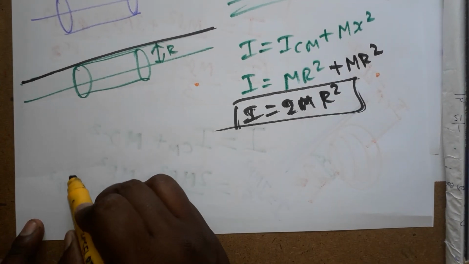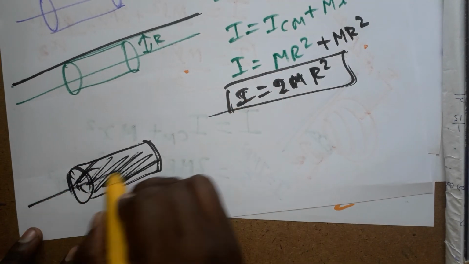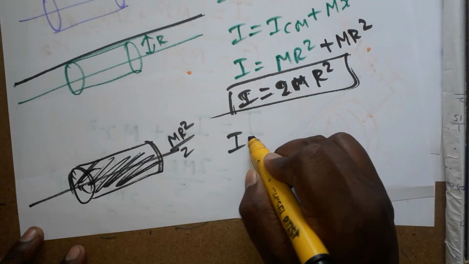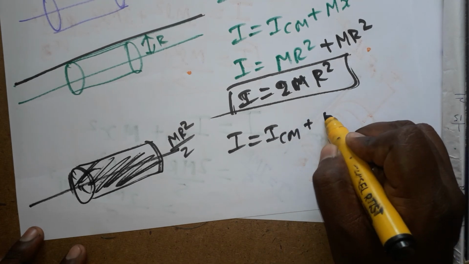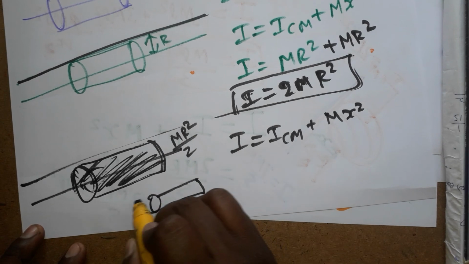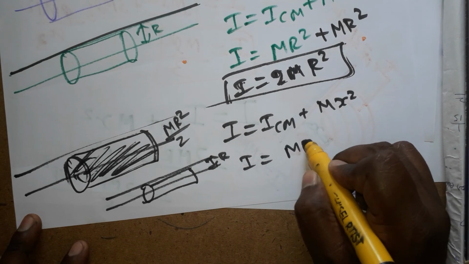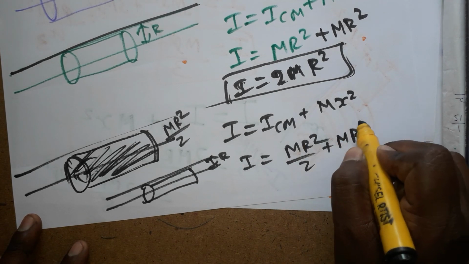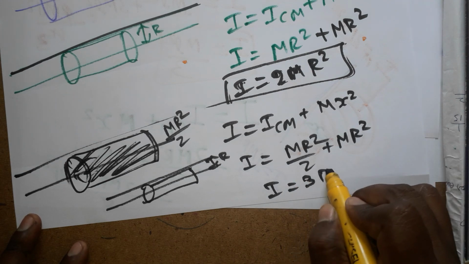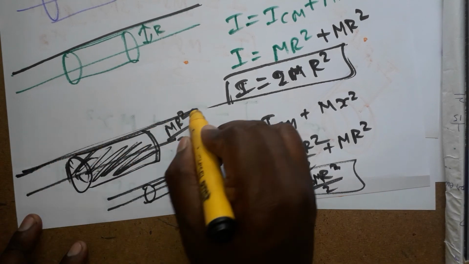Again, I have the solid cylinder. In a solid cylinder there is matter inside, whereas in a hollow cylinder there is nothing. Here the inertia will be mr square divided by 2. I am using the same formula: inertia is equal to inertia at center of mass plus mx square. x is the distance between the two parallel lines, which is r. So I is equal to ICM, mr square divided by 2, plus mr square. Taking the LCM, we get total inertia equal to 3 mr square divided by 2. It's the final inertia when the axis passes at the edge of the cylinder.